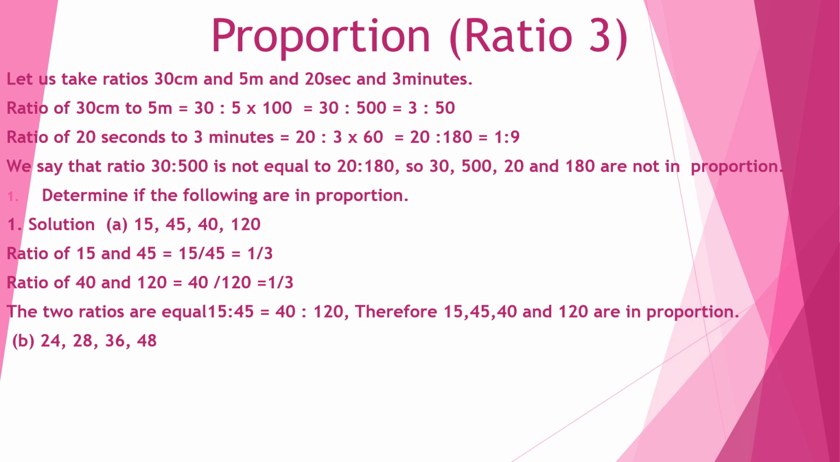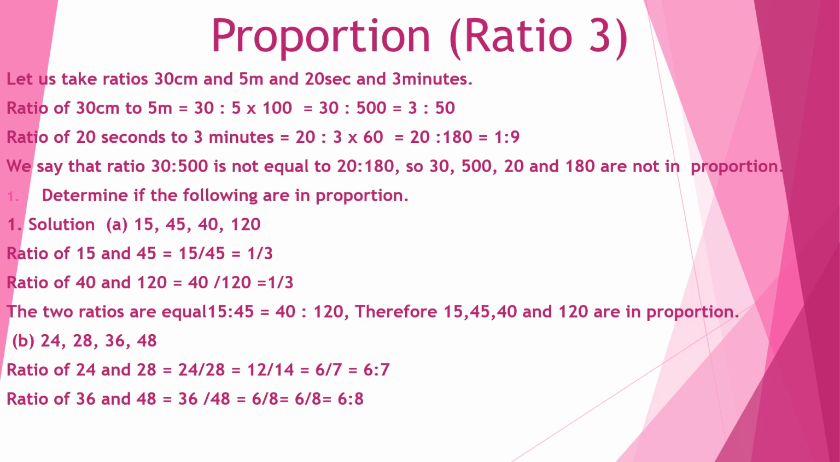Let's take another example. 24, 28, 36, 48. Ratio of 24 and 28 is equal to 24 by 28. It comes out to be 6 upon 7 or 6 is to 7. Now ratio of 36 and 48 is equal to 36 upon 48. Comes out to be 6 by 8. 6 is to 8. Now 6 is to 7 is not equal to 6 is to 8. So are they in proportion? No. So 24, 28, 36 and 48 are not in proportion.